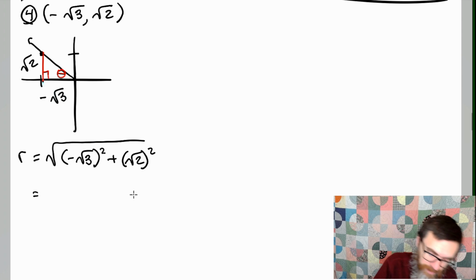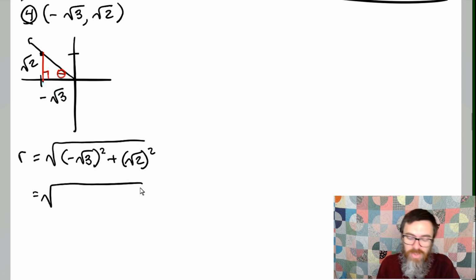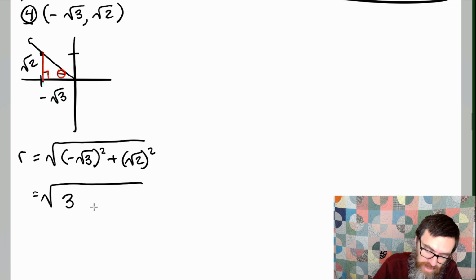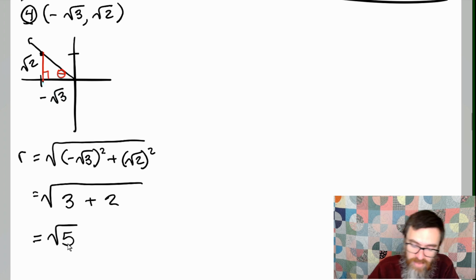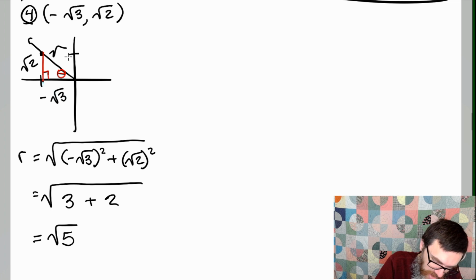Oops, don't like the way that looks. So if I do the square root of 3 squared, that's a positive 3. The square root of 2 squared is just 2. So r is equal to the square root of 5. All right, so let's put that in the diagram like so.